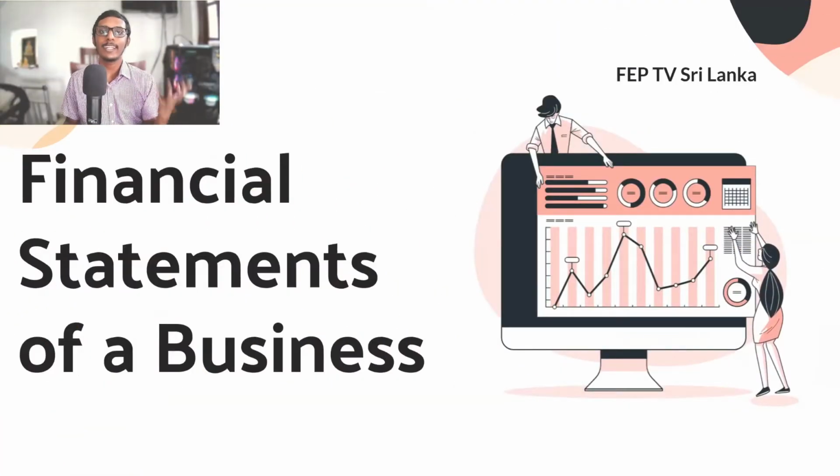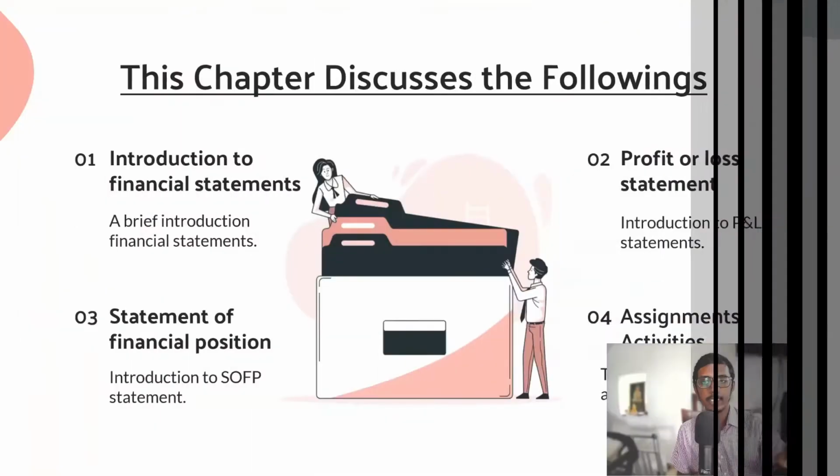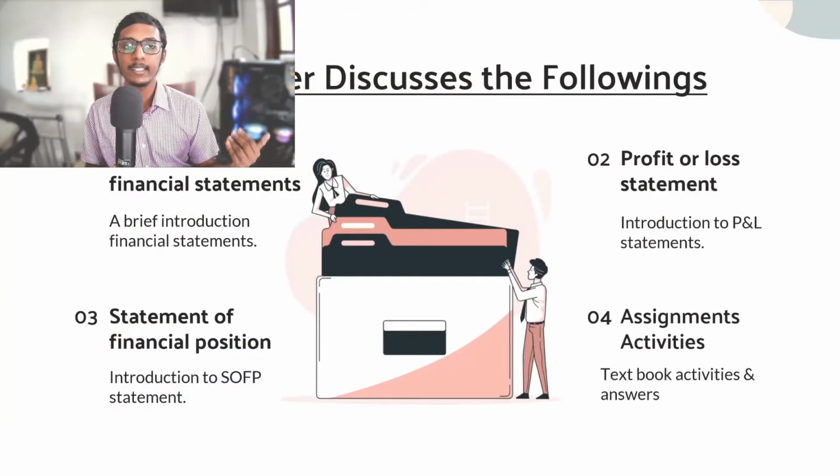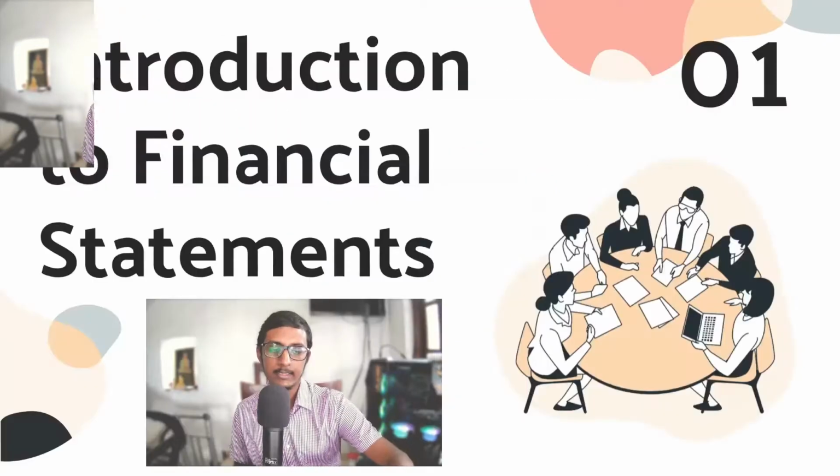Lesson number 4, grade 11, financial statements of a business. In this lesson, we have mainly 4 subtopics to be discussed. Actually, we have only 3. Let's see. Introduction to financial statements, where I'll give you a brief understanding of the financial statements. Secondly, we have profit or loss statement, and I'll come to that part later. Thirdly, we have statement of financial position, and lastly, we have assignments of activities.